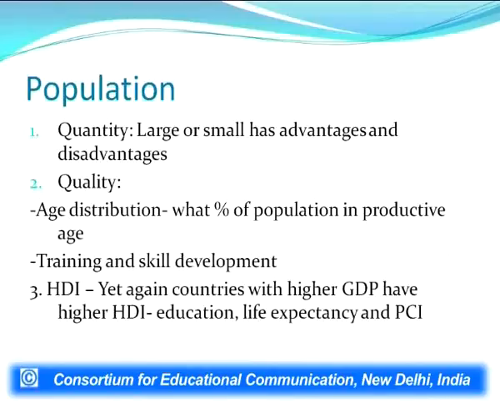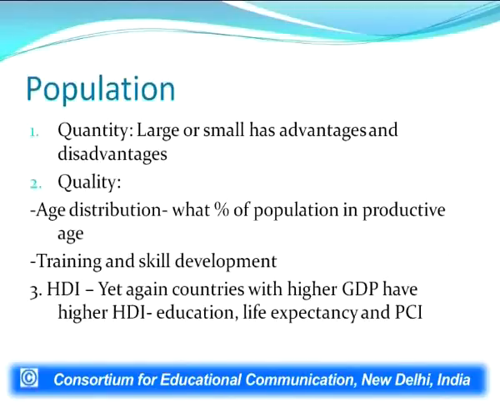One is the quantitative aspect and the other is the qualitative aspect. How big or large is your population? Now, a big population has its own advantages and disadvantages, and so has a small population. So, how do you decide what is the optimum population? Now, we will just take a couple of examples, and I will then go on to describe how population can be used as an asset.